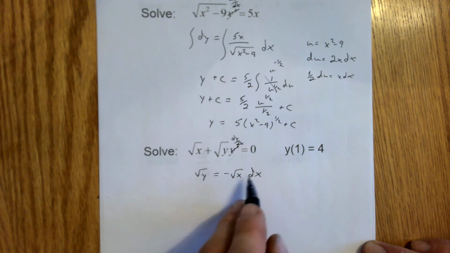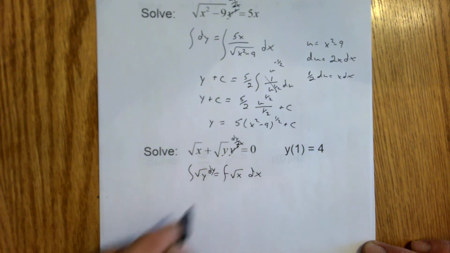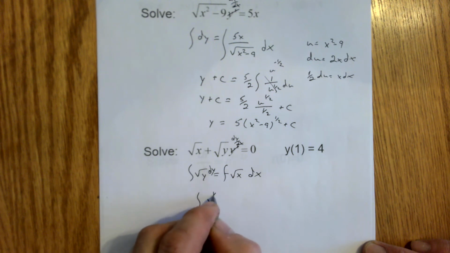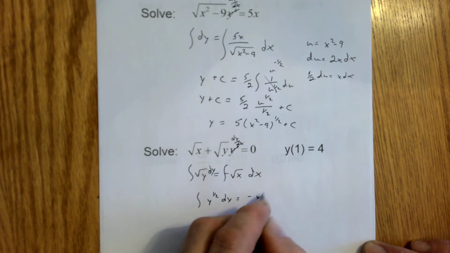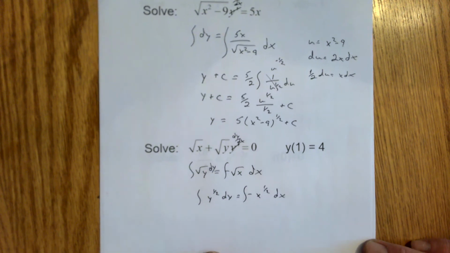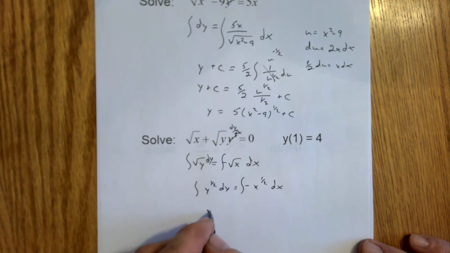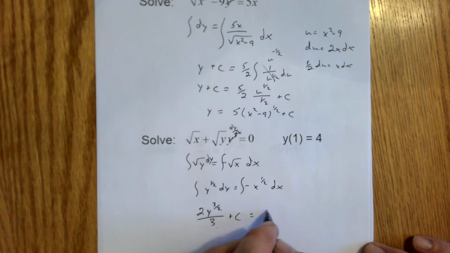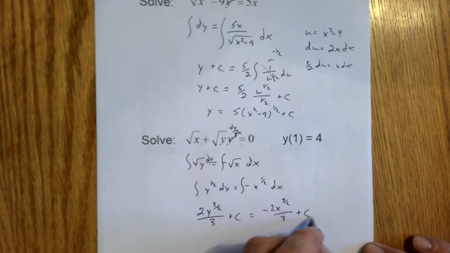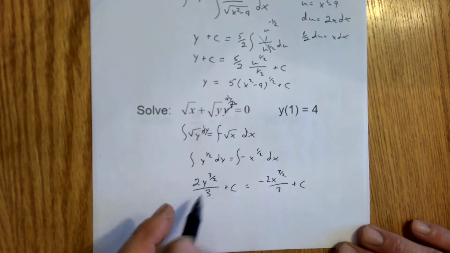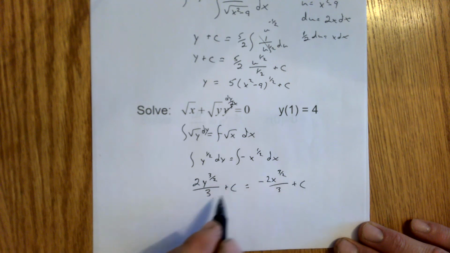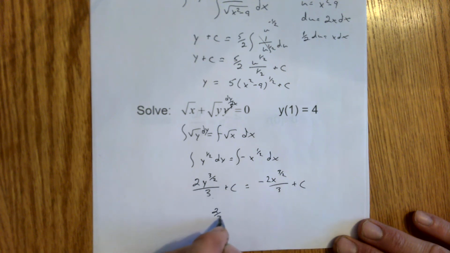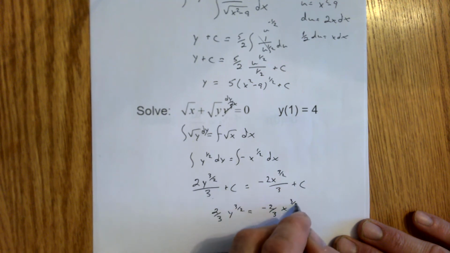Now I can go ahead and integrate both sides. So this is y to the 1/2 dy, and this is x to the 1/2 dx. And I'm going to be integrating. I can definitely integrate y to the 1/2. That's y to the 3/2 over 3/2, which becomes 2/3 plus our c. And same thing with our x. We get x to the 3/2 over 3/2 becomes 2/3 plus c. Now we can go ahead and subtract that c over. So we have 2/3 y to the 3/2 is going to equal negative 2/3 x to the 3/2 plus our c value.